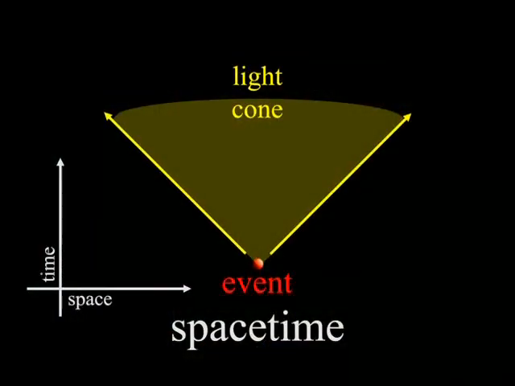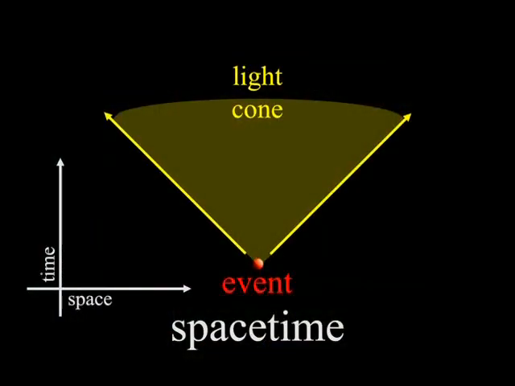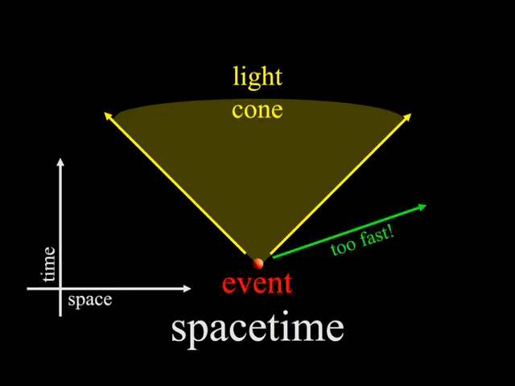So if you imagine drawing a picture of space-time, and you have an event and you imagine all of the light rays that are leaving that event, those light rays represent the ultimate speed limit. They represent the velocity faster than which you cannot travel. So there is no allowed trajectory through space and time that moves faster than the speed of light.